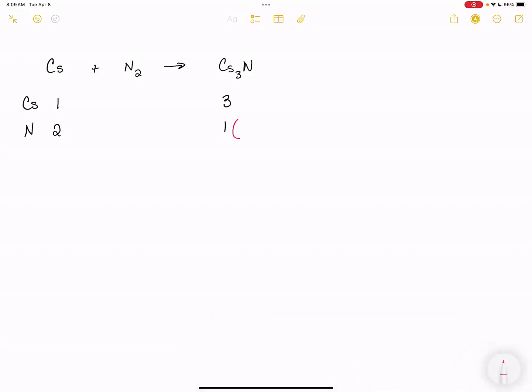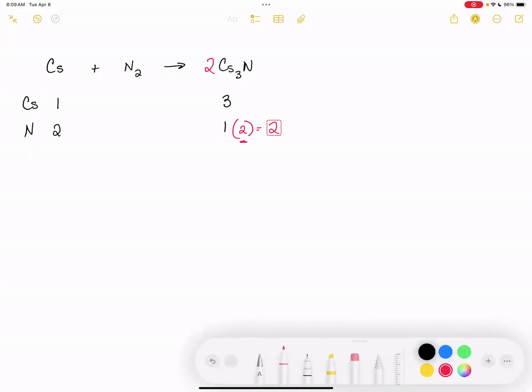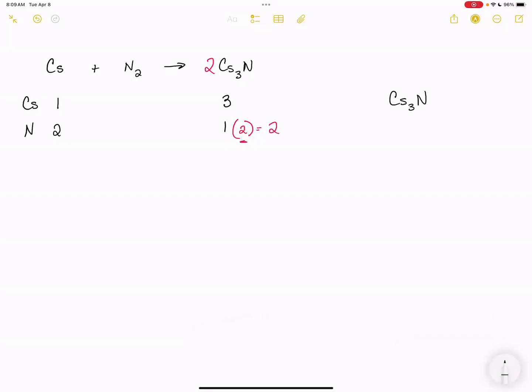To make the two sides equivalent, I need to multiply the product side by 2. Whatever you multiply by becomes the coefficient for that formula. As a reminder, when you place a coefficient in front of the formula, that coefficient is telling you how many of each molecule is present. So now I have 2 cesium nitrides. So yes, I did wind up with 2 nitrogens, but I also now wound up with 6 cesiums.